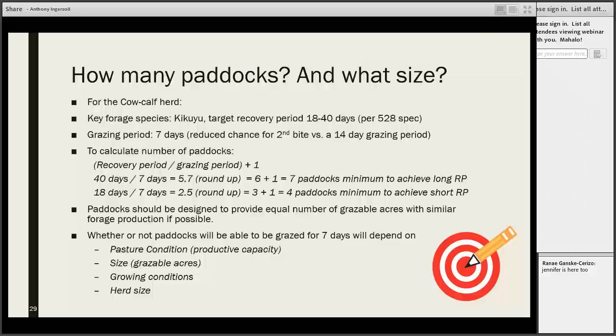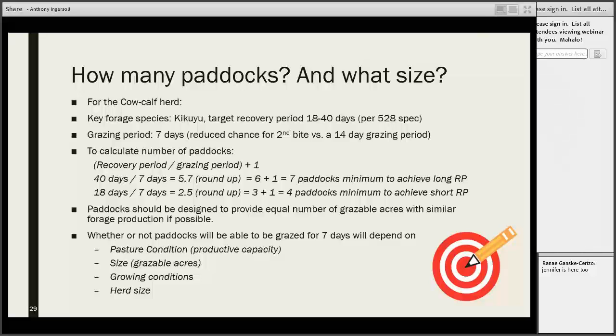Versus a more intense system, he has higher efficiency of grazing, he can probably have a little bit higher stocking rate. And we'll get into that a little bit more. So the paddocks, as much as possible, as we start sketching them out, we want to try and see if we can figure out an arrangement whereby we can provide approximately an equal number of grazable acres with similar forage production, if possible.